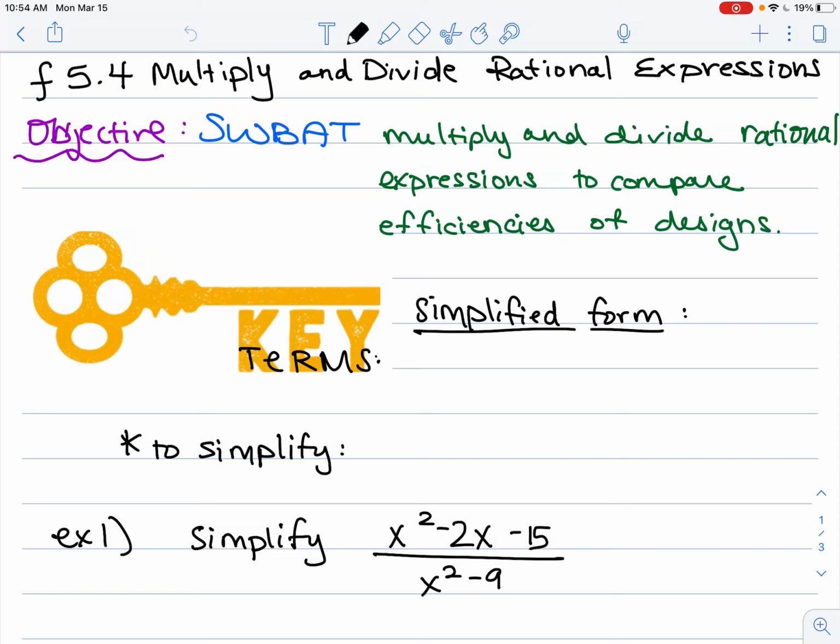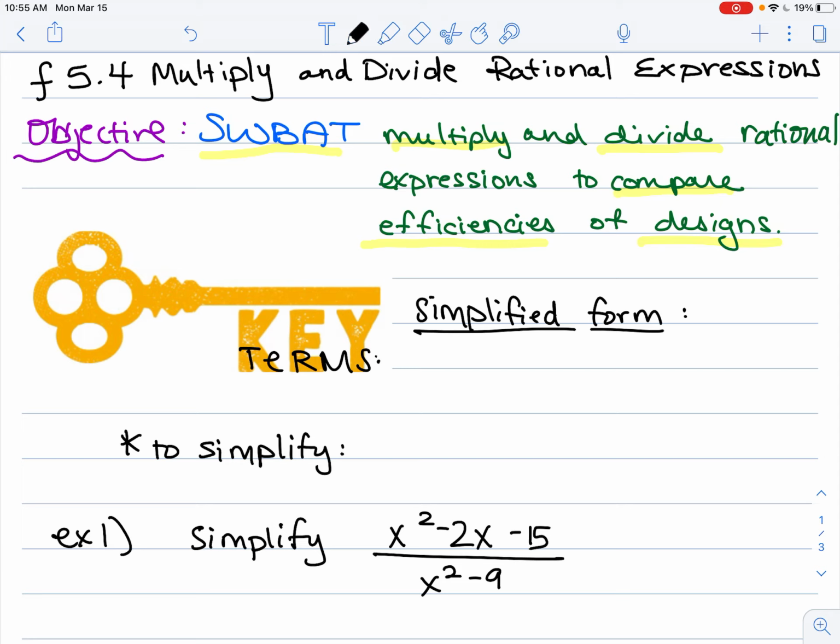Hey everybody, we're going over section 4, multiplying and dividing rational expressions today. Our objective is that students will be able to multiply and divide rational expressions in order to compare the efficiencies of designs. And we'll do that later in our practice assignment.